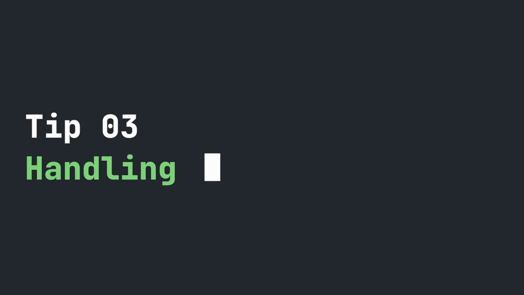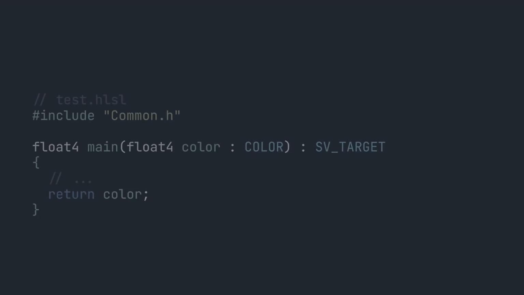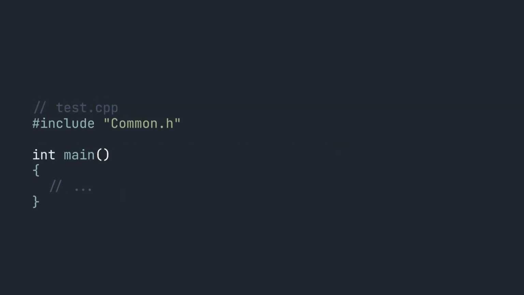Tip 3. Includes. Using includes in shaders is usually fine. But what if you get conflicts? Or if you want to include something both in the shaders but also in the C++ files. Therefore, you should follow these guidelines.